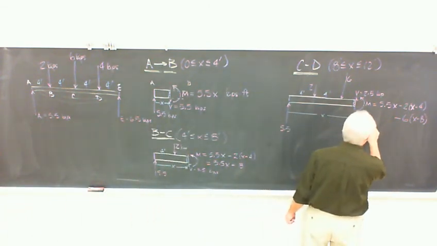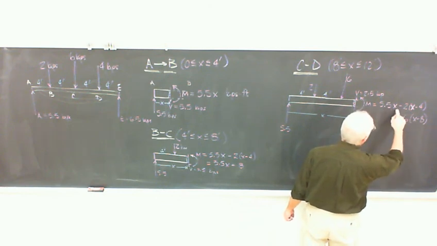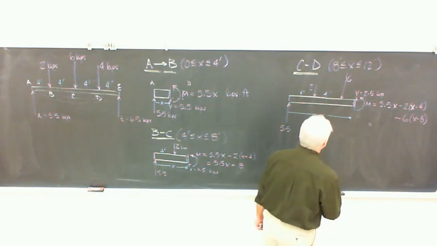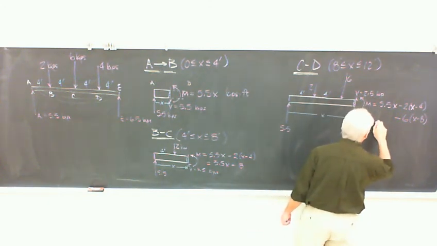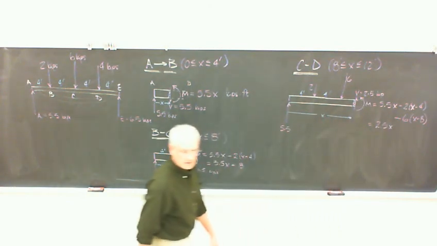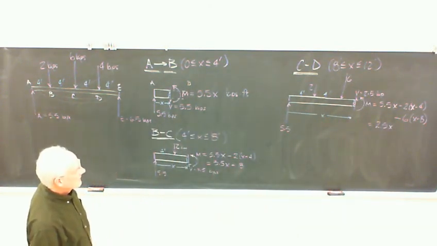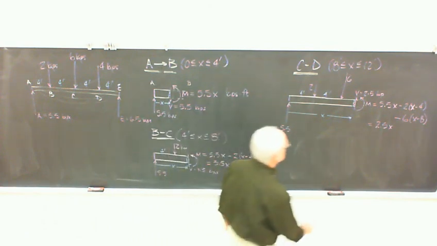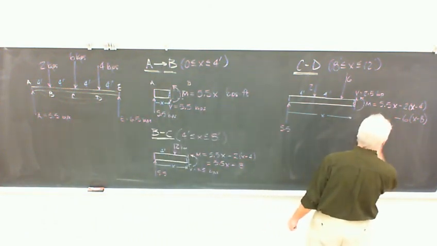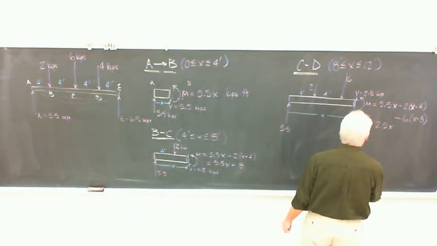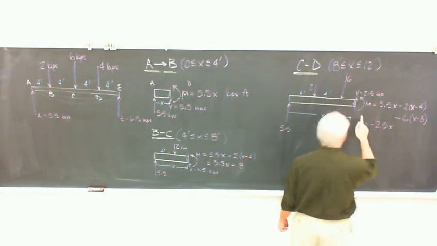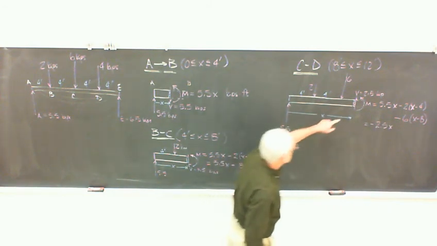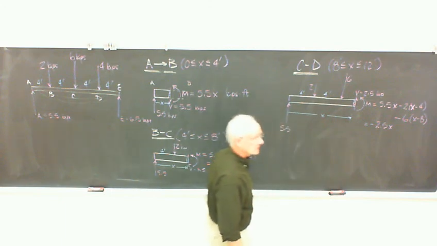So what's that cleaning up to? 3.5x minus 6x is the 2.5x, right? Just like Alan said, equal to the shear there. Negative 2.5? Yeah, it would be. It makes a difference because if it's a negative value, it tells us we got this the wrong direction.